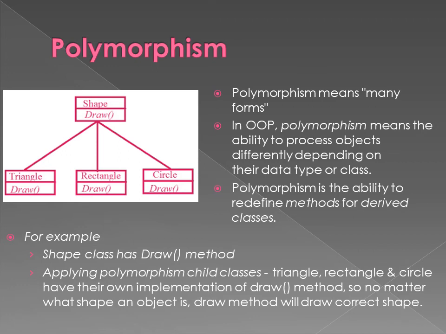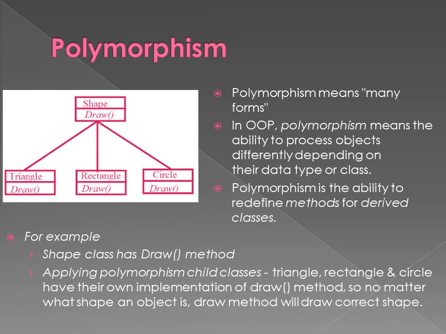Polymorphism. Polymorphism means one name, many forms. Thus, polymorphism is the ability to take more than one form. In object-oriented programming, it is the ability to access objects differently depending upon their data type or classes. Thus, let us understand this using a real-life example.